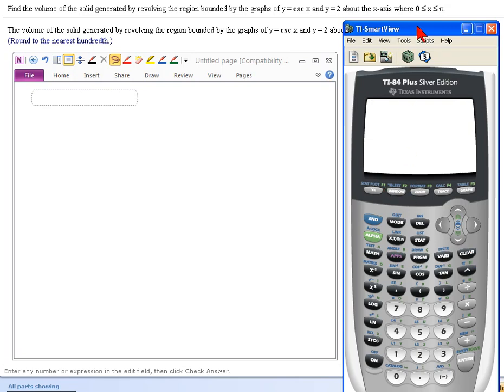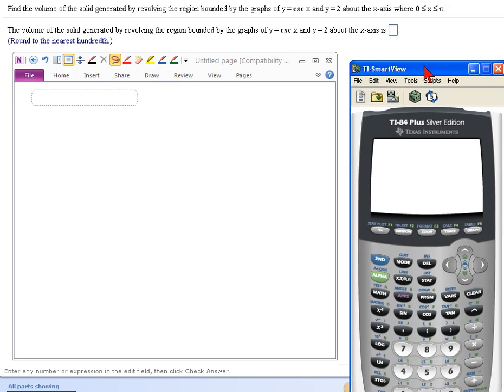Okay, we're looking at this problem, and it asks us to find the volume of the solid generated by revolving the region bounded by the graphs of y equals cosecant x and y equals 2 about the x-axis. Now, they only want you to think about between 0 and pi for your graph.